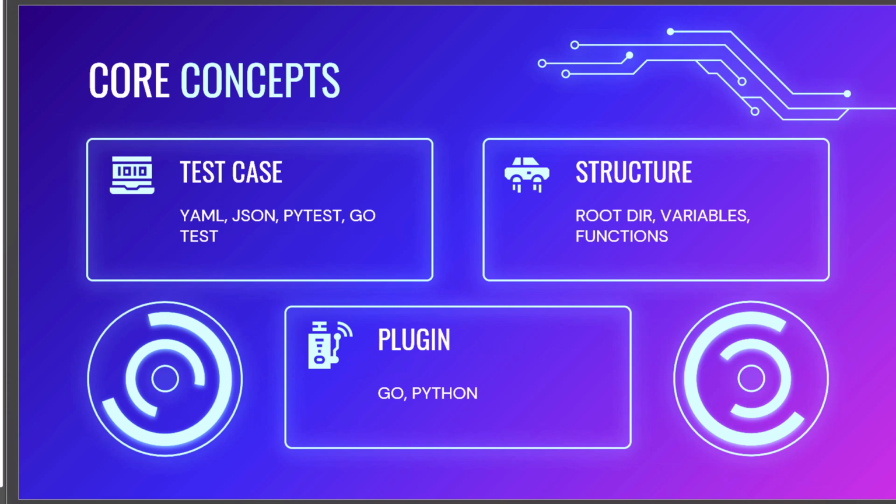So now let us see some of the core concepts of HttpRunner. As I mentioned earlier, you can write your test case either in a config file such as YAML or JSON, or you can write your own code using PyTest or GoTest. And the structure is you will have a root directory, and inside the root directory you will have your test cases, and also you can define your variables, environment variables, and you can also write your own functions. And there are plugins which are based on Go and Python.